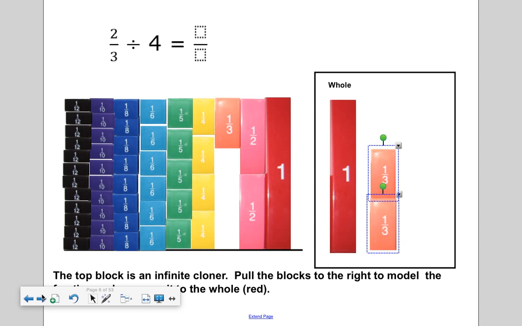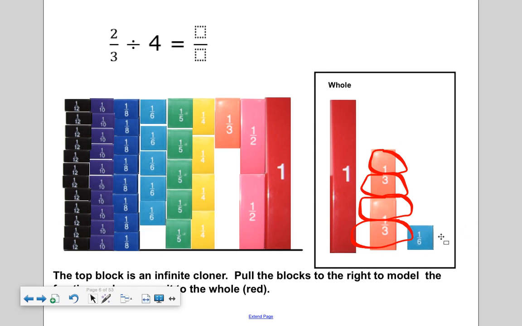Next example, I have 2/3. It says divide it into 4 equal groups. That's one group. This is 2 groups, 3 groups, and group 4. What fraction can you rename that as? Let's look at it. Is it the 6? Let's see if 6 is it. Yep.